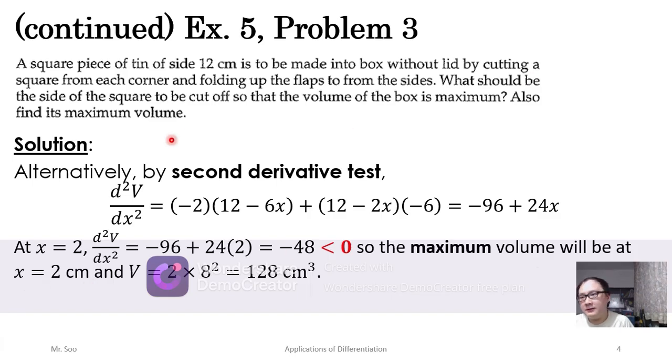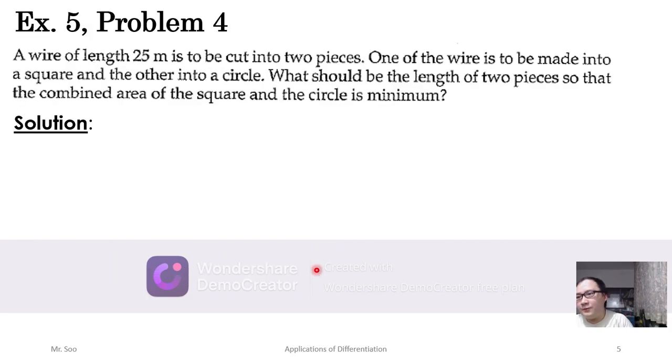The last part of the question asks, find its maximum volume. So you just substitute x equals 2 into the volume of the box, the expression that you derived from the wordy question. You get 128 cm cube. So this is how you use the second derivative test and how you make the conclusion. Clear? Okay, I move on to problem 4.